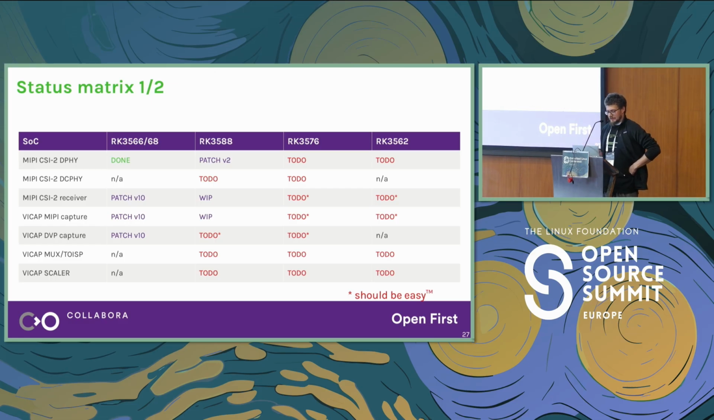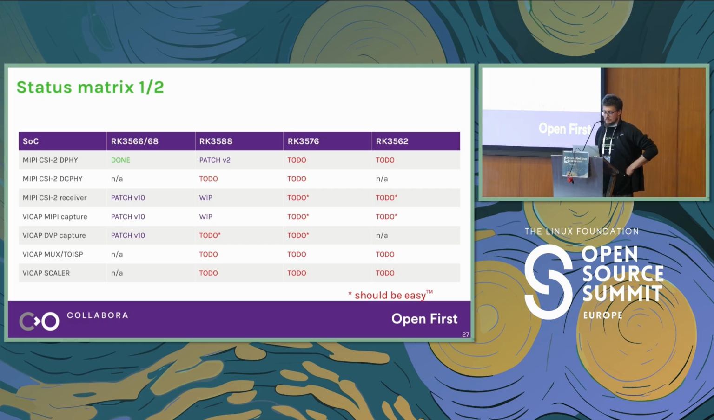There's a version 10 of a patch series that enables the 3568 and 3566 VCAP, including the MIPI CSI-2 receiver of the VCAP. And there's another series that enables the CSI PHY for the 3588. Again, slightly different registers. Once this is merged, I would go forward.